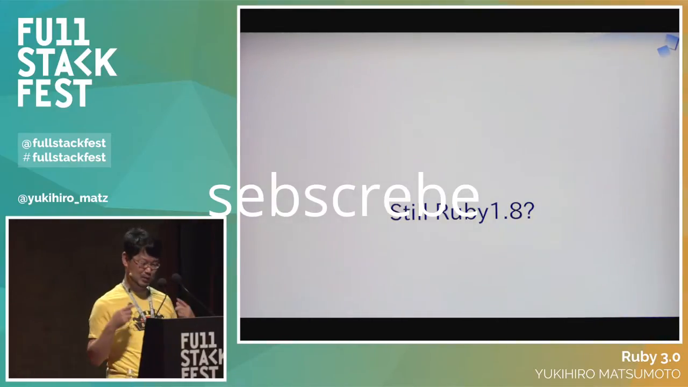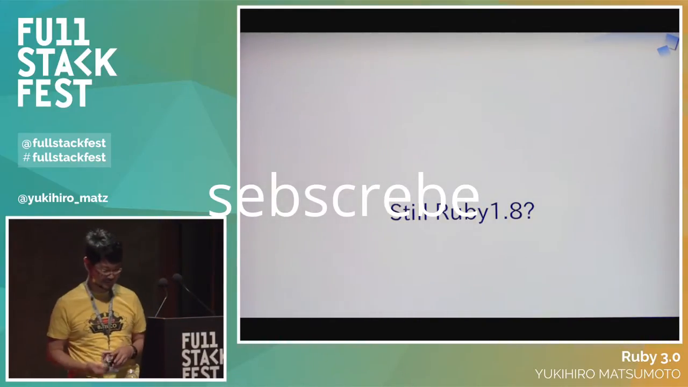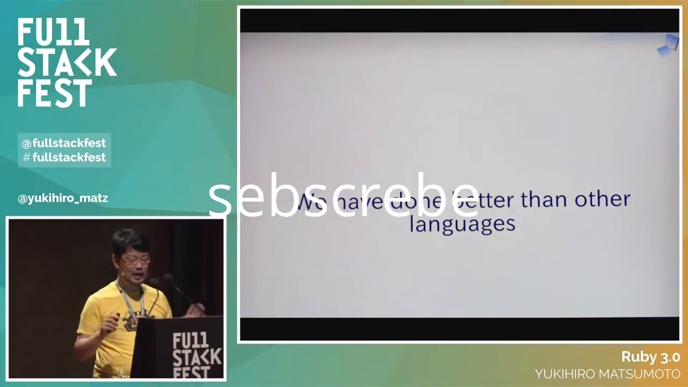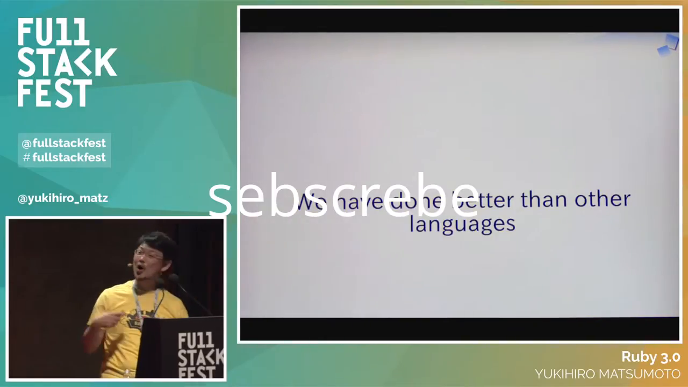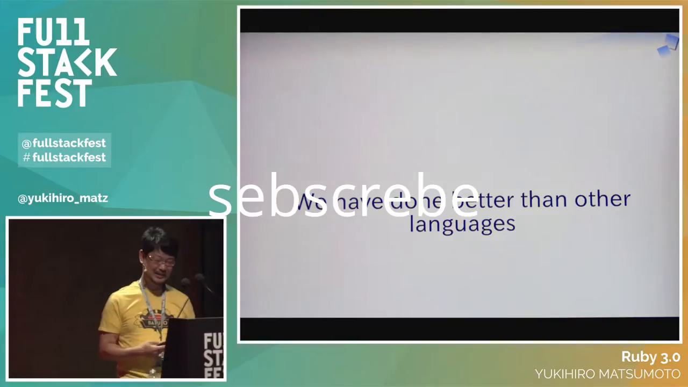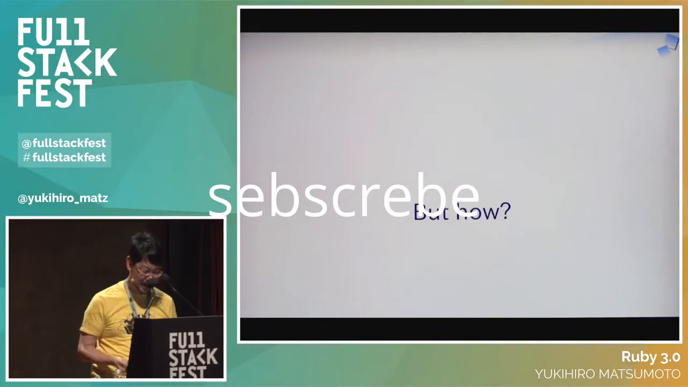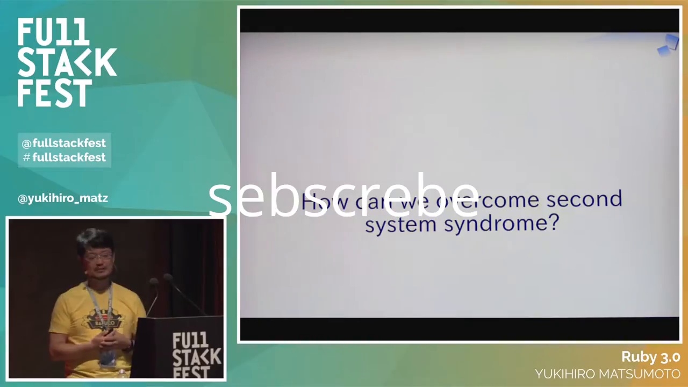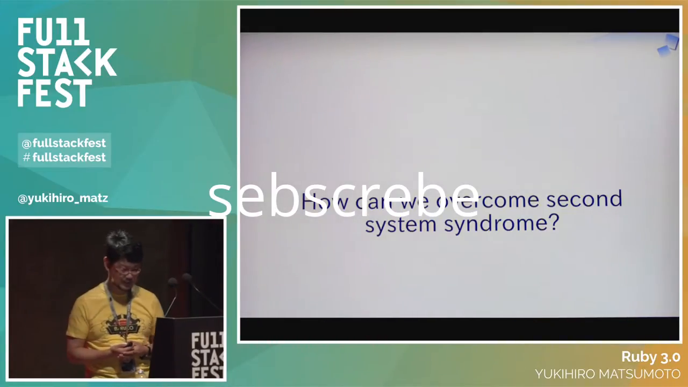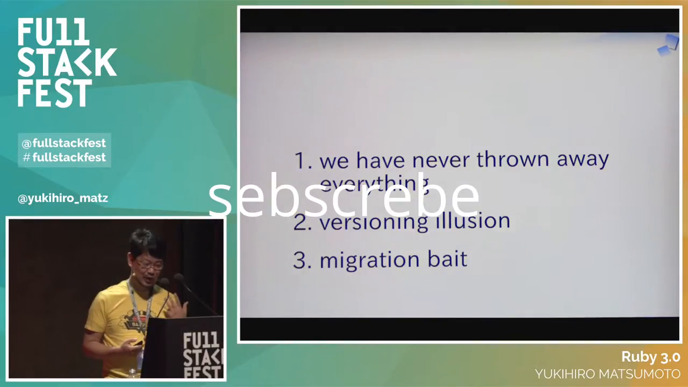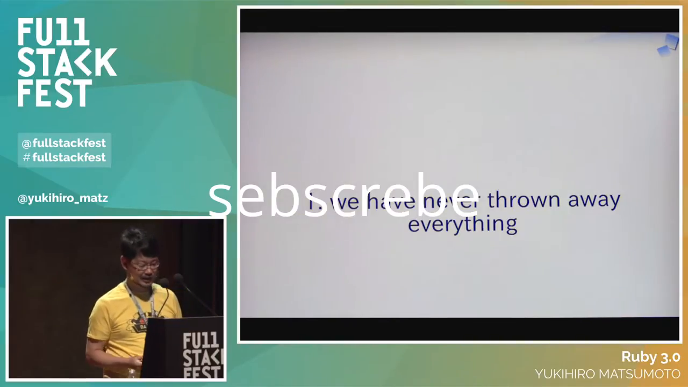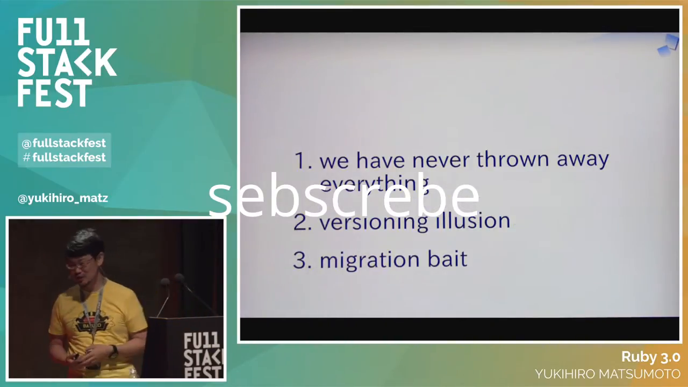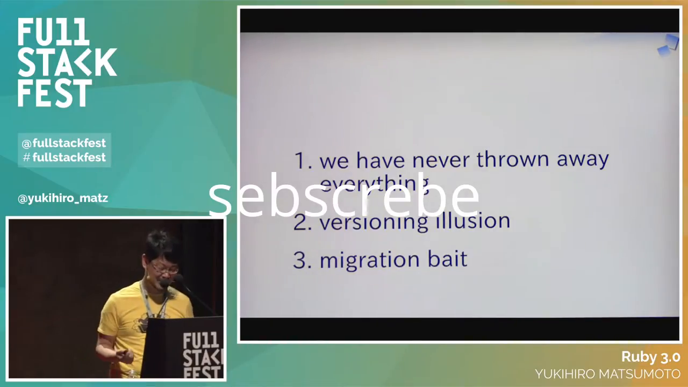Ruby 1.9 and Ruby 2 have a much better virtual machine. Anyway, we have done better than other languages. We have done better at conquering the second system syndrome. But how can we overcome the second system syndrome? We have three points. First, we have never thrown away everything. Second, we had some kind of versioning illusion. And third, we had some kind of migration bait.